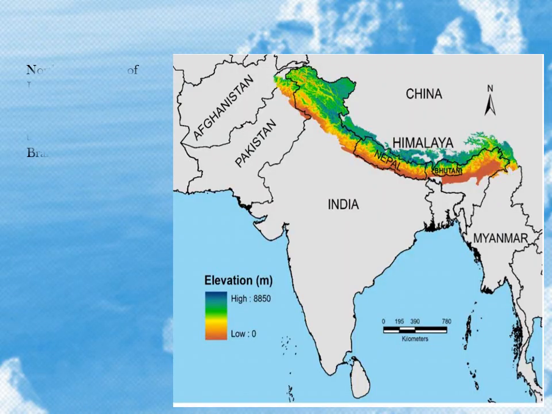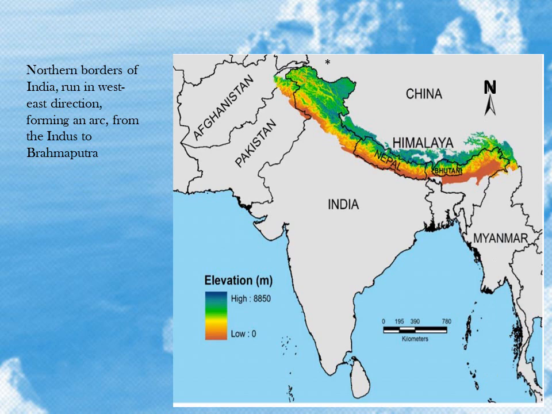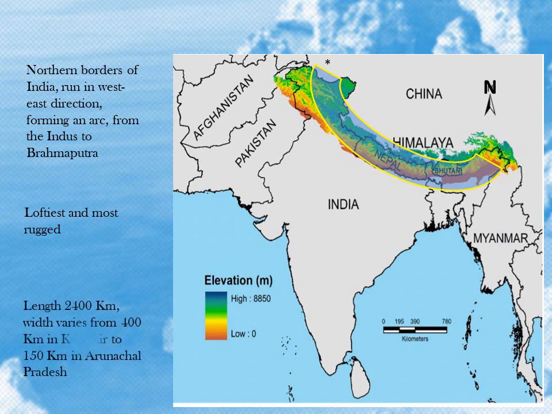The Himalayan mountain ranges stretch over the northern borders of India. These mountain ranges run in a west-east direction, forming an arc from the Indus to the Brahmaputra. The Himalayas represent the loftiest and one of the most rugged mountain barriers of the world. They cover a distance of about 2,400 km. Their width varies from 400 km in Kashmir to 150 km in Arunachal Pradesh.